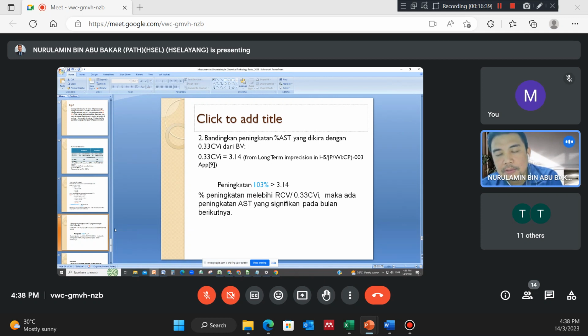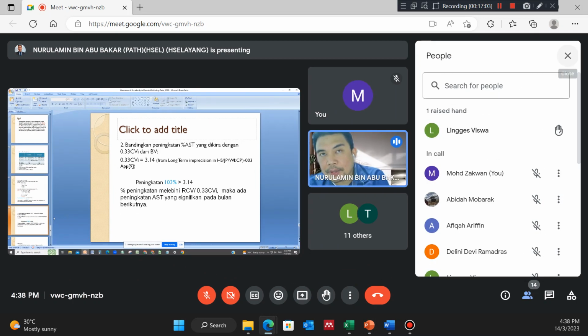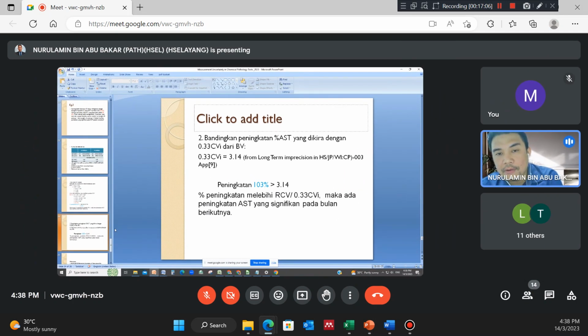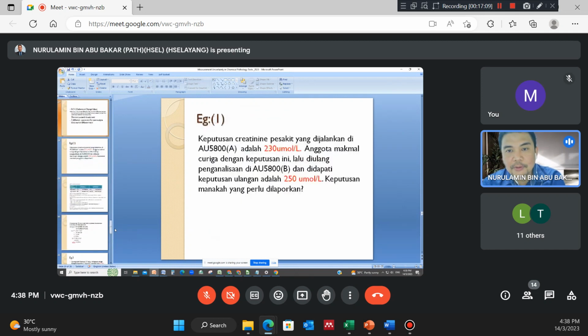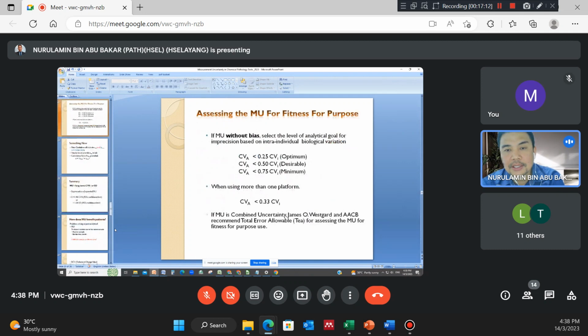Sebab honestly, I'm not prepared to answer that question because after that, I look from the website to explain 0.33 CVI ni. Yes, there was an answer for that. But still, for me, it's not really relevant for the MU calculations because there are some concept of, like what we have, the formula of 0.25 CVI to represent the optimum spec, 0.5 to represent desirable, 0.75 minimum.